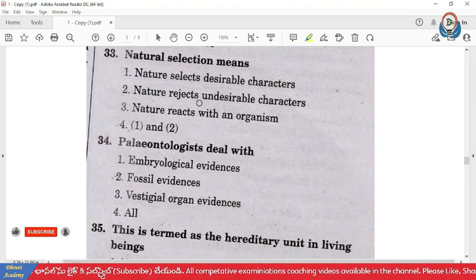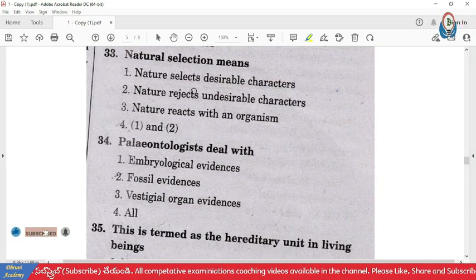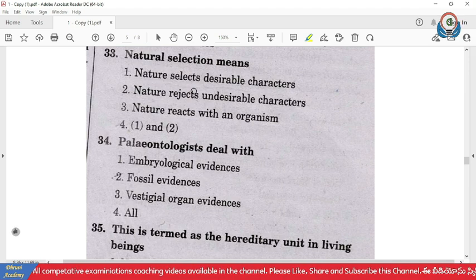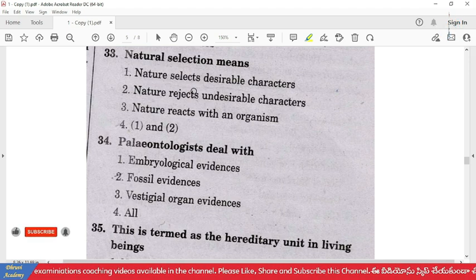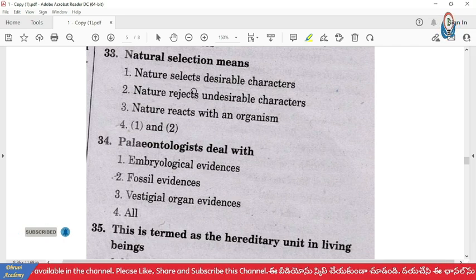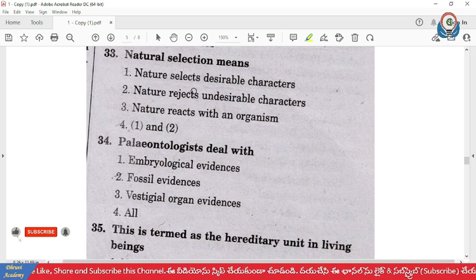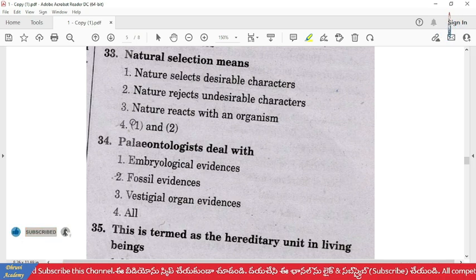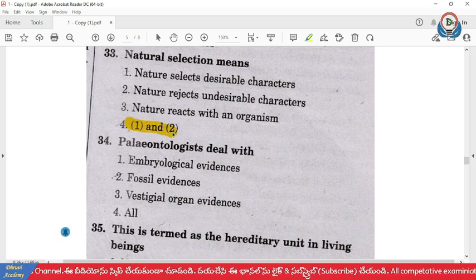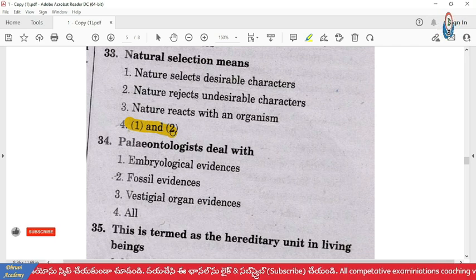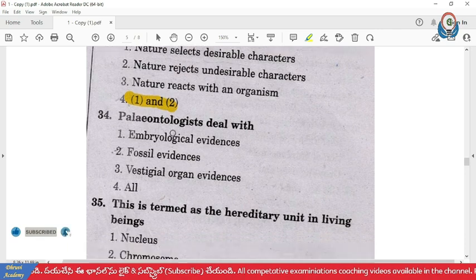Natural selection means what? Is it that nature selects desirable characters, or nature rejects undesirable characters, or third, nature reacts with an organism? The answer is both 1 and 2. Nature selects desirable characters and nature rejects undesirable characters. This is the right answer.